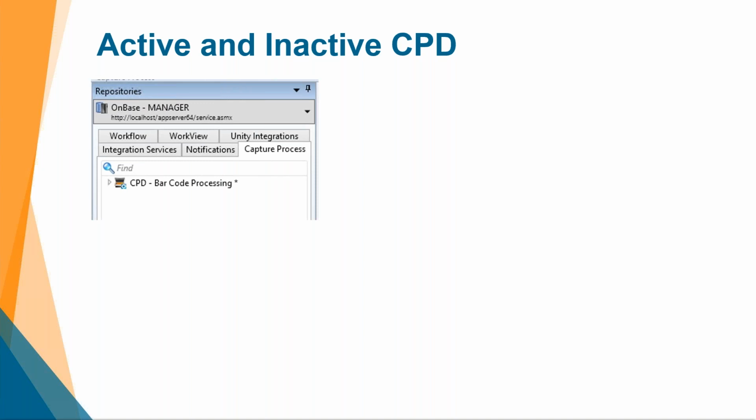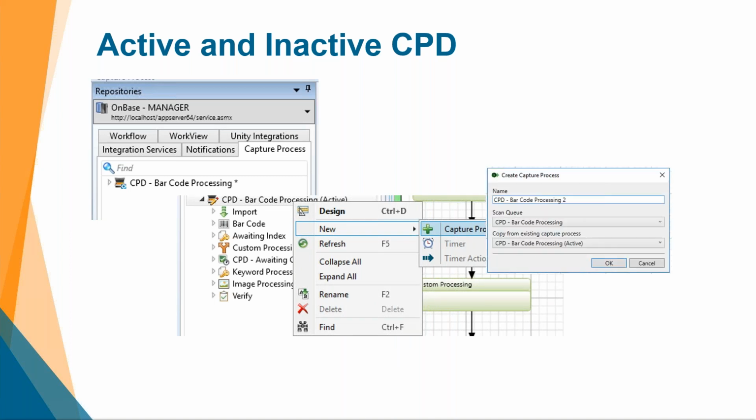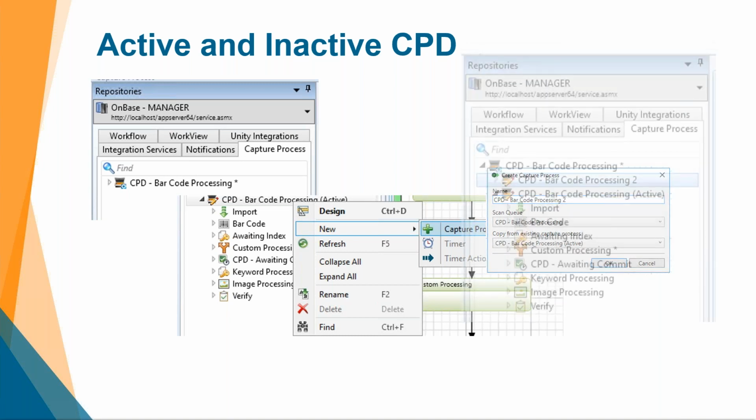To create a second process within the same queue, right-click on the scan queue in Studio, and then choose the New Capture Process option. You are given a window to name the new process. In this example, we simply added the number 2 behind the original name. Clicking OK, it now shows up in the list.